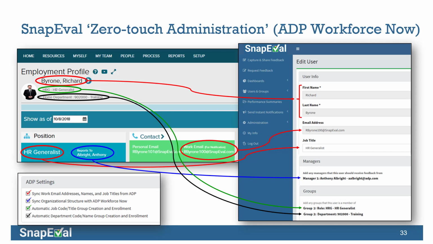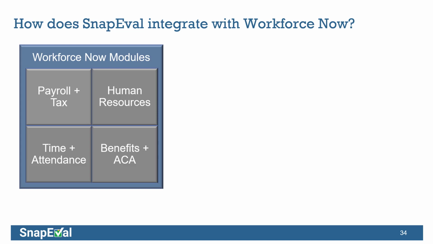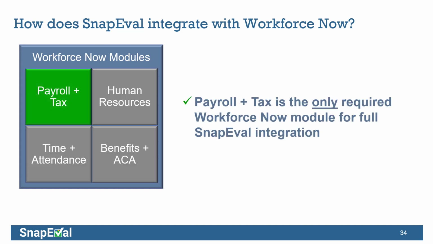It's just that simple. The other thing you should know is that we only require the payroll and tax module for all the integrated features that we have. So you don't have to have the human resources module or any of the other modules in Workforce Now. As long as you just have payroll and tax, that's the only thing that's required for all of the functionality that we have integrated with Workforce Now.